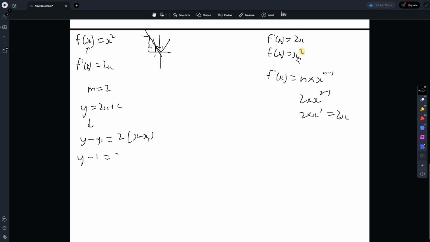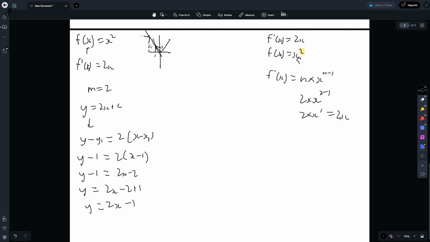y minus 1 equals 2 times (x minus 1). y minus 1 equals 2x minus 2. y equals 2x minus 2 plus 1. y equals 2x minus 1. And that's it. That is the equation of the tangent line to this graph, x squared, at the point (1, 1).